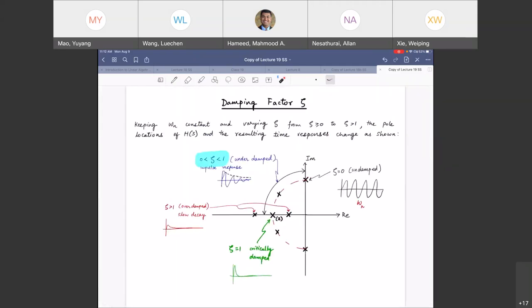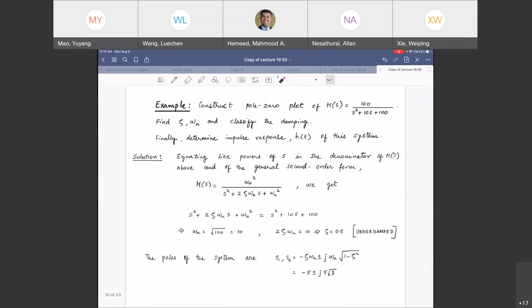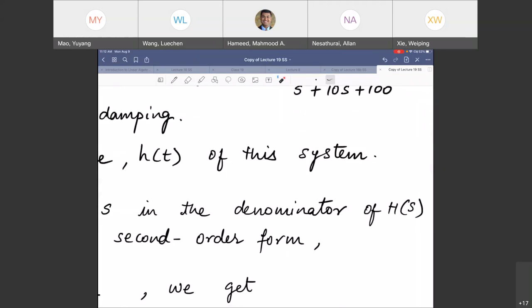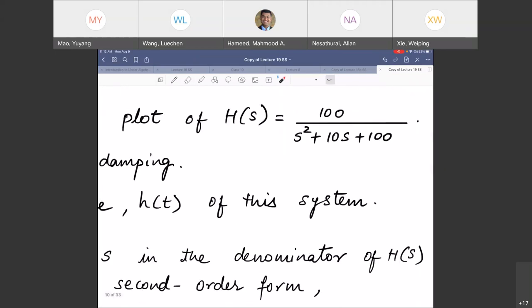Next. Seen this, done this before? Next. Let's take a look at an example here. Over here, we don't even have to panic, which means that it is already in the standard form. H of s is given to us: 100 divided by s squared plus 10s plus 100. You right away know omega n.